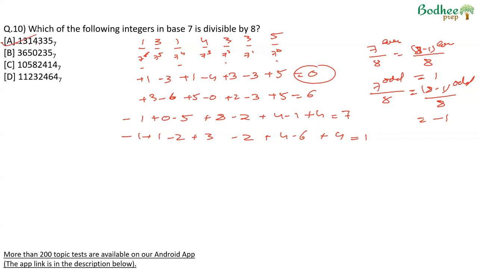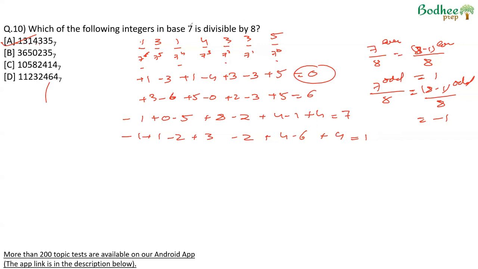The idea is every power of 7 as it increases, the remainder goes from 1 to minus 1. And since when we convert this number into decimal, we will have this number multiplied to the corresponding power, the remainder will get multiplied to the number. So right now, this can be extended to any base.